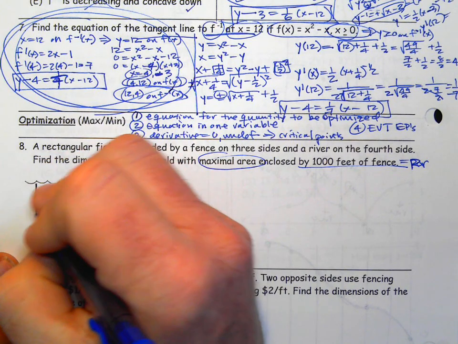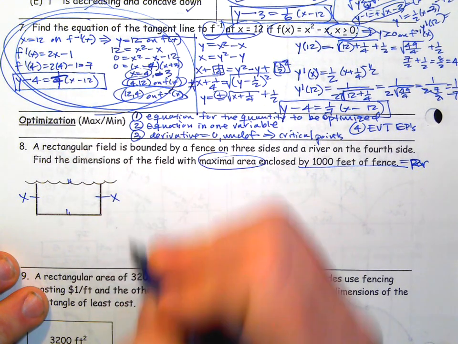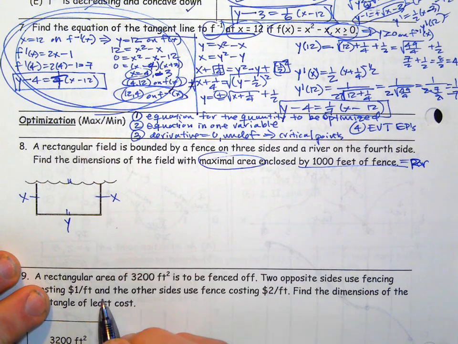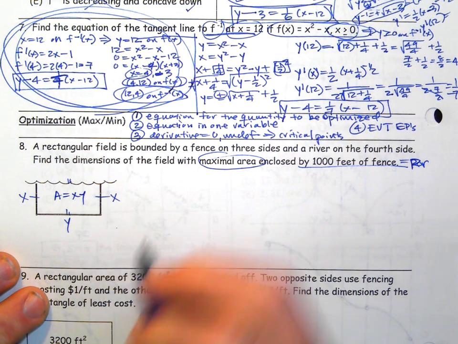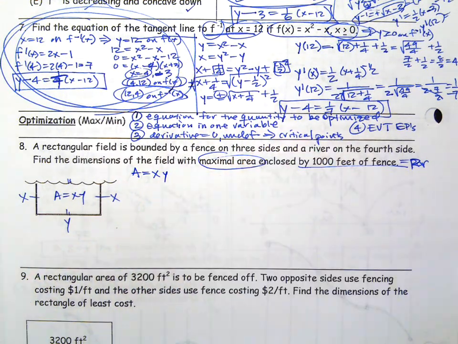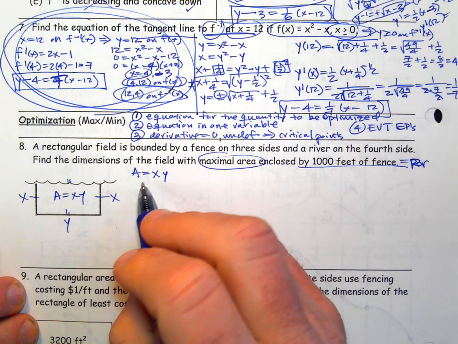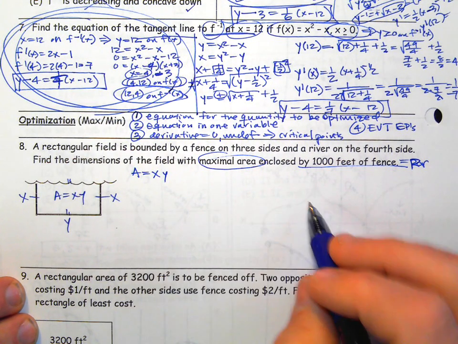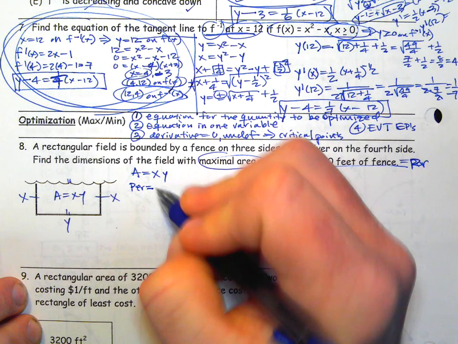Now, this is rectangular, so those sides are equal. These are equal. I'm going to create a variable for those and another one for there. And we're trying to optimize the area. So the first step is that we get an equation for area, the thing we're trying to find the maximum of. The second step is that we don't want x's and y's. We want all x's or all y's. So that's where the perimeter, which equals 1,000, comes in.